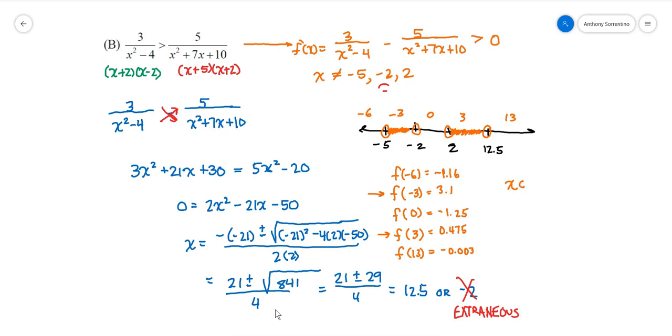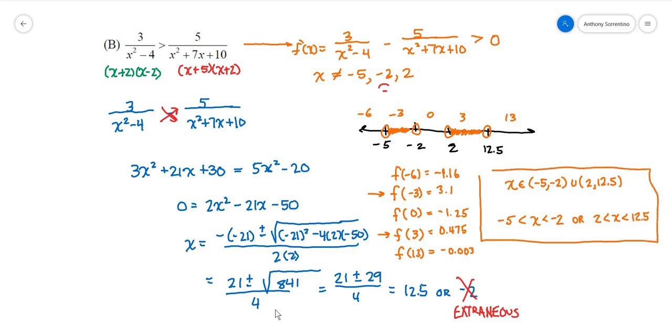I can write it in interval notation and just say it's from negative 5 to negative 2, or 2 to 12.5. Or I can simply say that x is less than negative 2, more than negative 5, or 2 is less than x, which is less than 12.5. So these would be two ways to express the solution to this inequality.